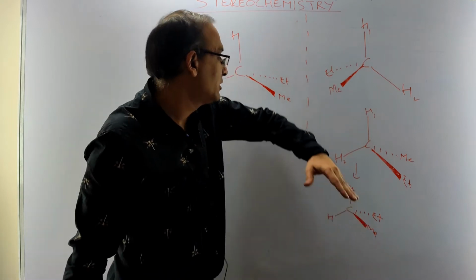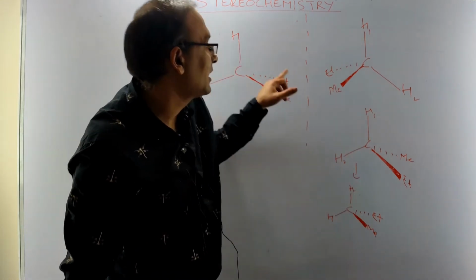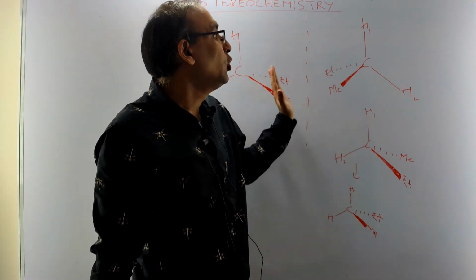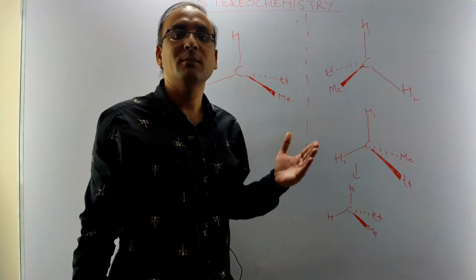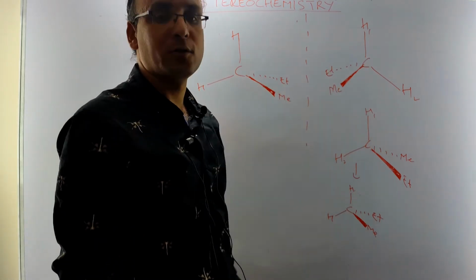And this methyl, which is front, this methyl is also front. So it exactly fits in, and this ethyl goes inside. That means these two are identical. So though I drew the mirror image, the mirror is nothing but the same molecule. So they are not stereoisomers.